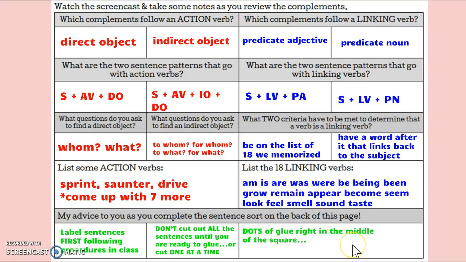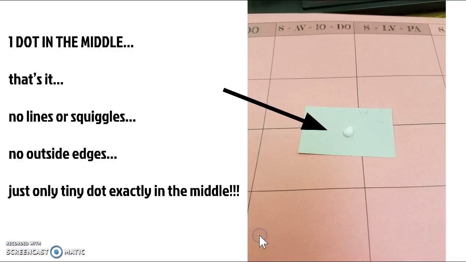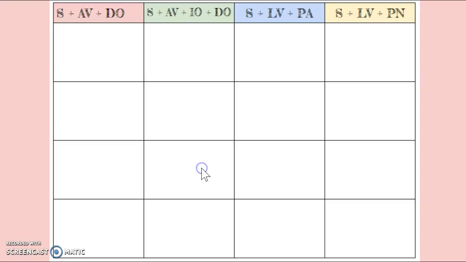And the last bit of advice is to make sure that you don't have a big mess. You're going to use little dots of glue right in the middle. It's going to look just like this. That's it. No lines, no squiggles, no outside edges, just one teeny tiny dot right in the middle. Okay? So I'm going to get you started. If you flip to the other side of your page, you have a chart that looks like this. Each of our 4 sentence patterns are at the top, and you're going to cut the sentences out and glue them according to the sentence pattern, and you'll see that there are 4 of each type.